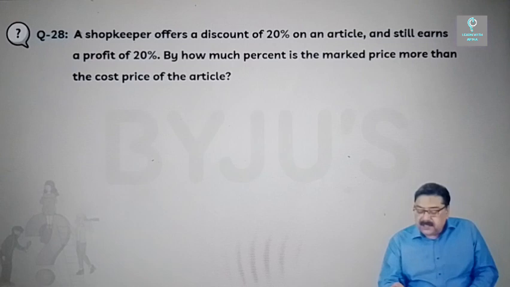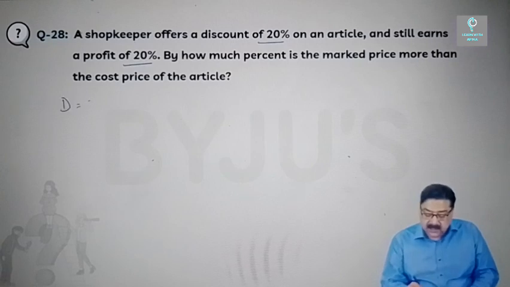Now a shopkeeper offers a discount of 20% on an article and still earns a profit of 20%. So the discount here is 20%.